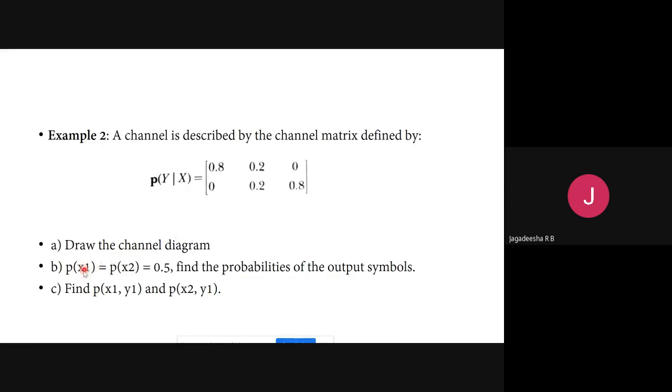In the second case, we are provided with the probabilities of the inputs X1, X2. They have an equal probability of 0.5. Then find the probabilities of the output symbols. Outputs are Y1, Y2. You need to find that. And then find the joint probability between X1, Y1 and X2, Y1. Selectively, they have chosen two items here. In the previous example, we found all of them, but here it's sufficient if you represent only two. So this can be taken as homework, but I will quickly go through the key points. It looks similar to the previous example.